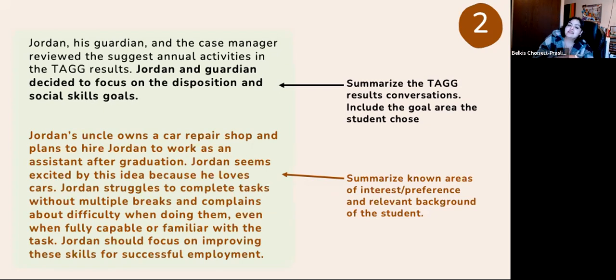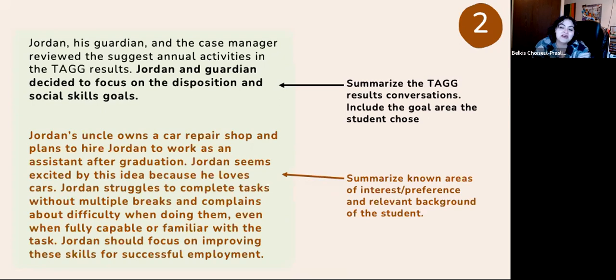And then I put, finally, summarizing the known areas of interest and preference and any relevant background information about the student related to this assessment. So for my fake student Jordan here, his uncle owns a car repair shop and they've already committed to hiring him as an assistant for the car repair shop. And Jordan loves this because he loves cars. If you give him iPad time, all he's doing is looking up cars and cars and cars. That's wonderful. So he's excited for this.